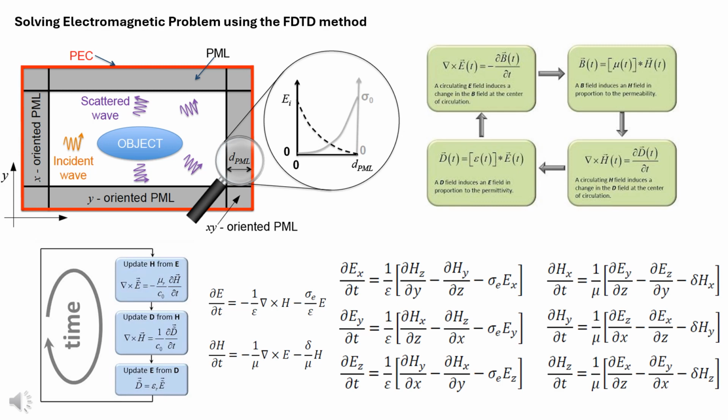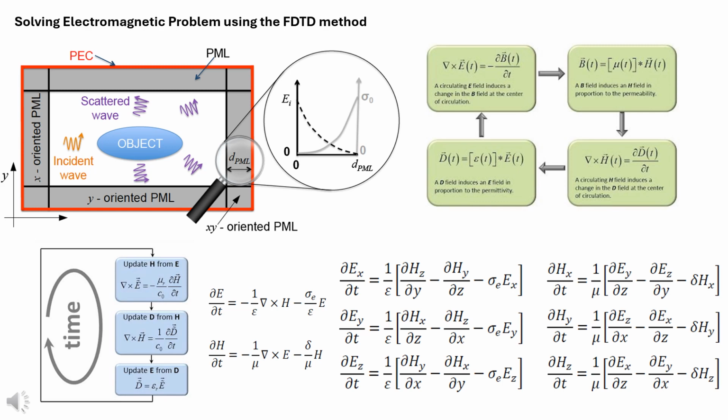An inset on the right side of the diagram provides a closer look at how the PML functions. The graph in this inset illustrates the gradual increase in conductivity within the PML, which corresponds to a decrease in the electric field as the wave penetrates deeper into the layer. This gradual absorption mechanism is crucial for preventing reflections that would otherwise interfere with the accurate simulation of wave behavior, making the PML an essential component of the FDTD method. In addition, boundary conditions are essential for accurate simulations.